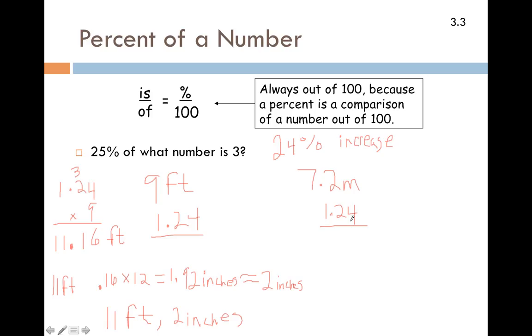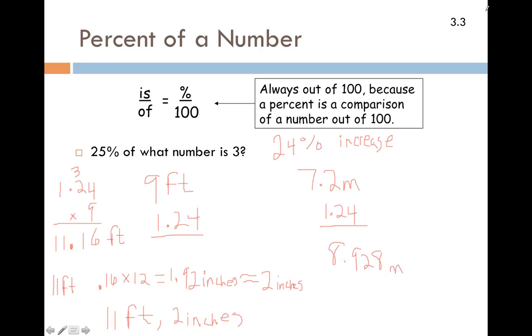Okay. Now, the meters is going to be a whole lot easier. We're just going to go 7.2 times 1.24. And on that one, when we multiply, that's going to give us 8.928 meters.